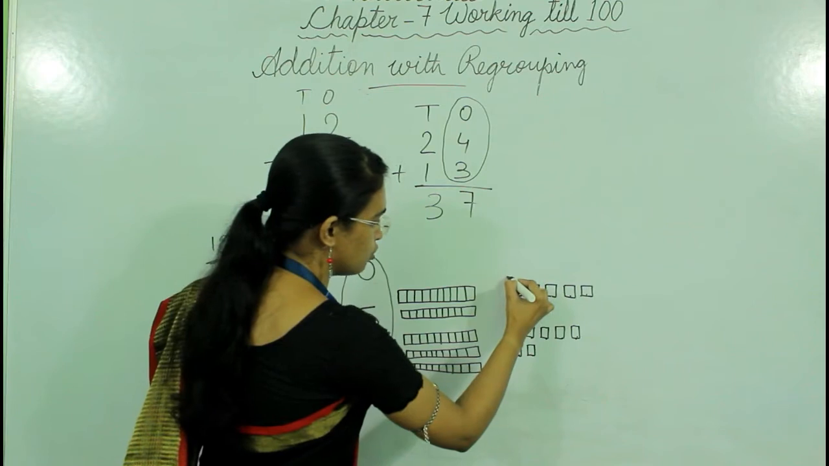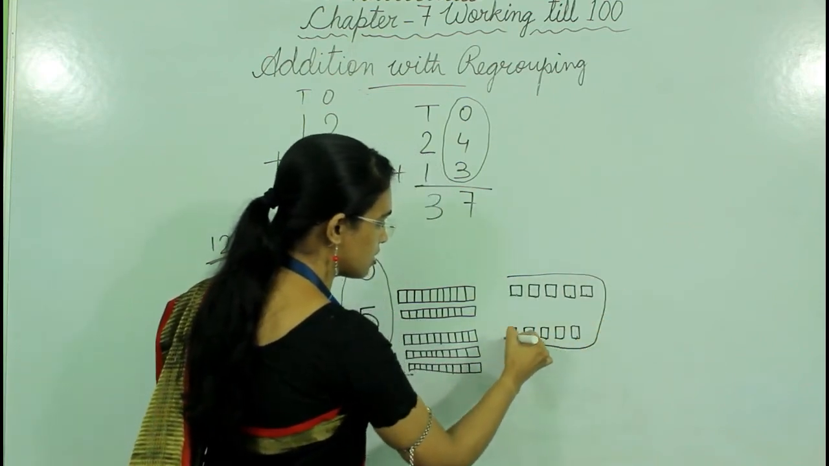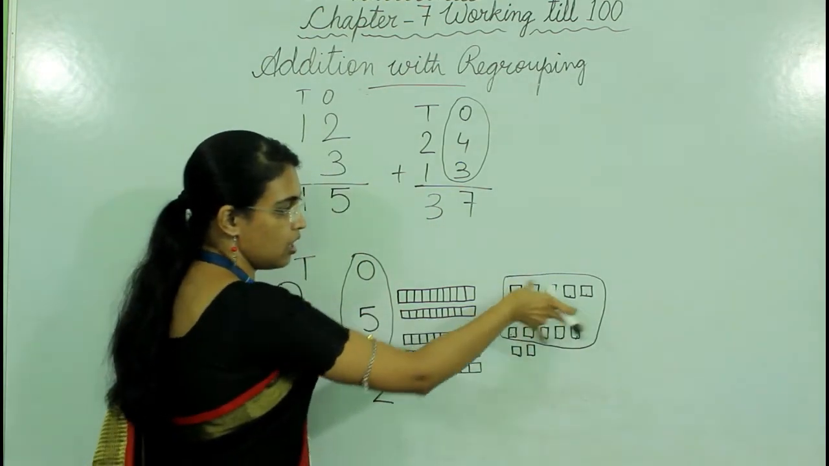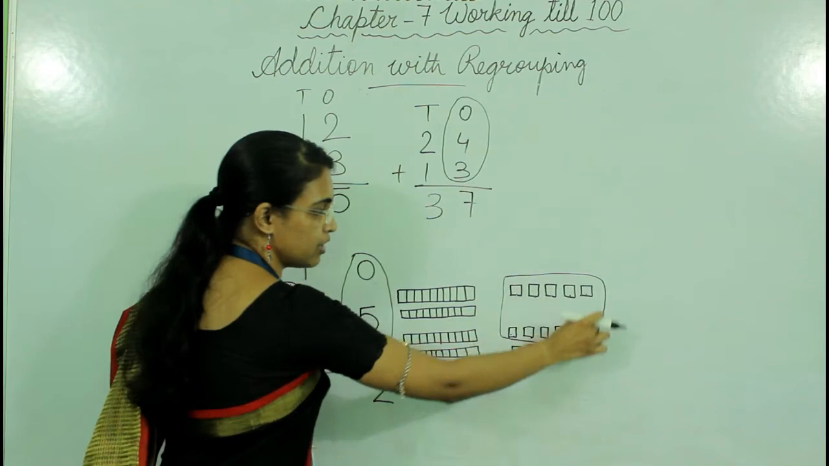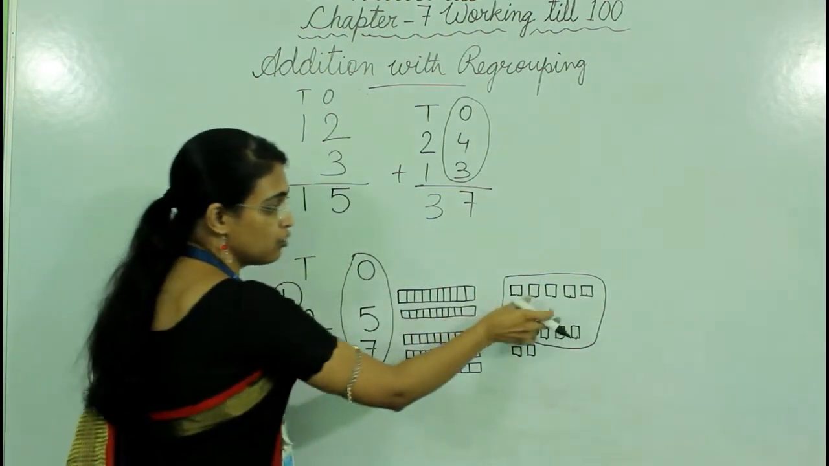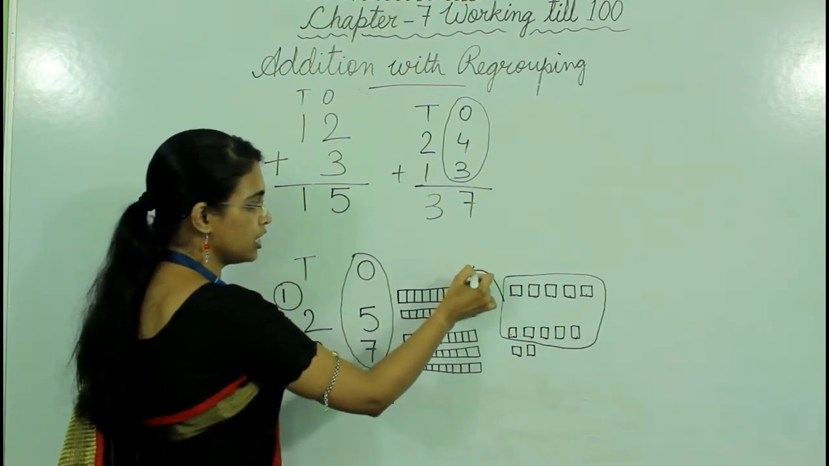So we have to draw a line like this. We have taken these blocks because how many blocks do we have in this margin? We have 10 blocks. So what do we have to do? We have to put it here.